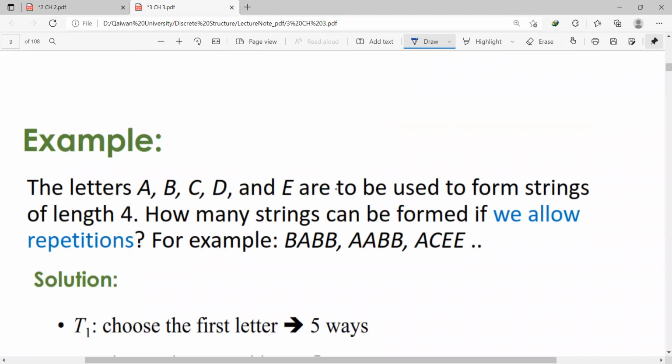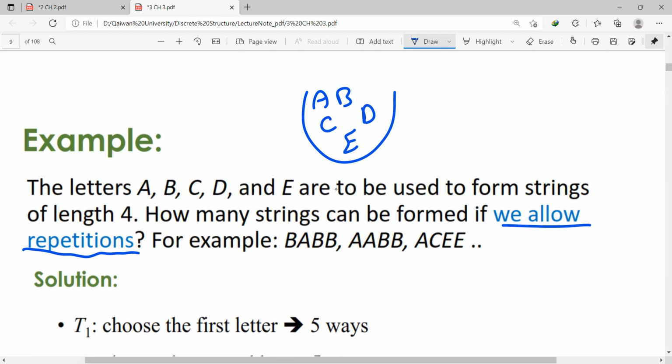And this is the same example, but here we are allowed to use the repetitions. If we have the box with A, B, C, D, and E, we have these 5 letters in it. So for the first letter, we choose the first letter from 5 in 5 ways. How about the second one? It's still 5 because repetitions are allowed. We don't remove any letter from the box because here we allow to use the repetitions.